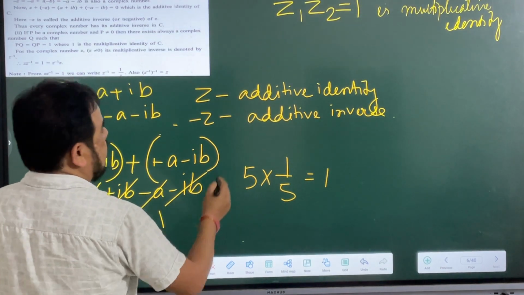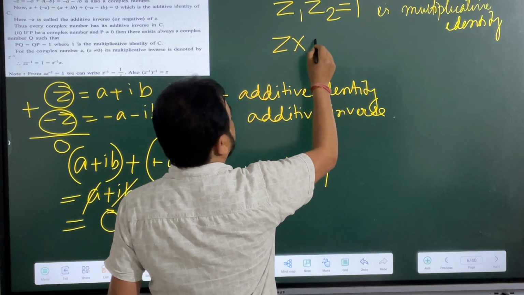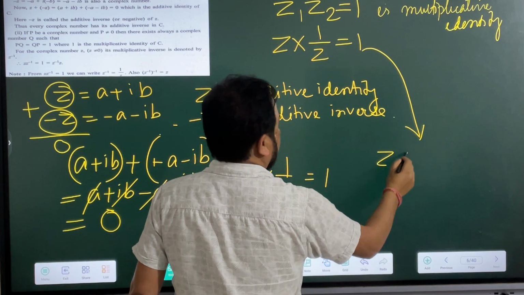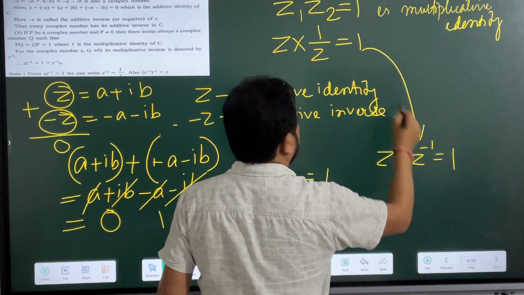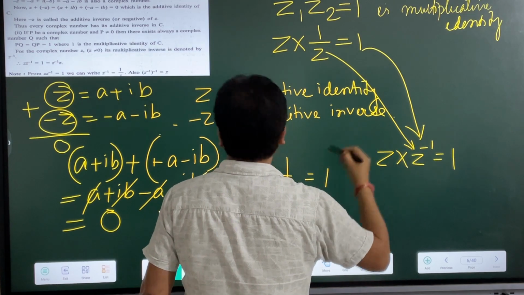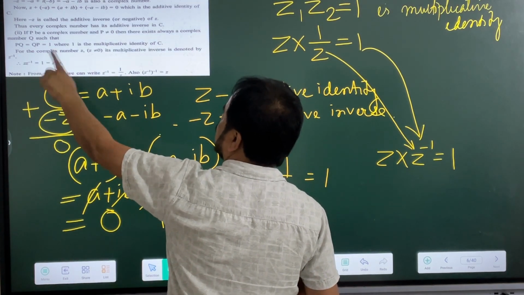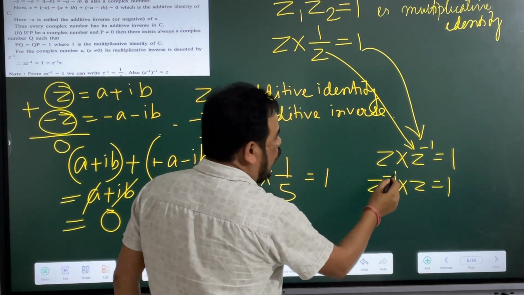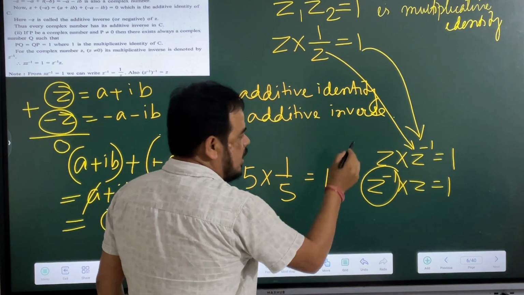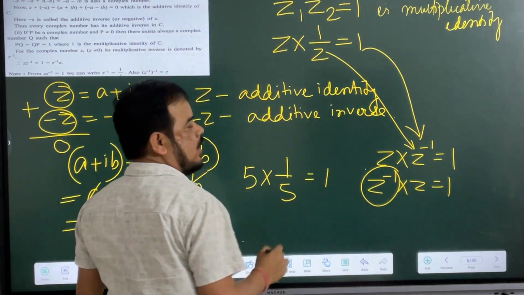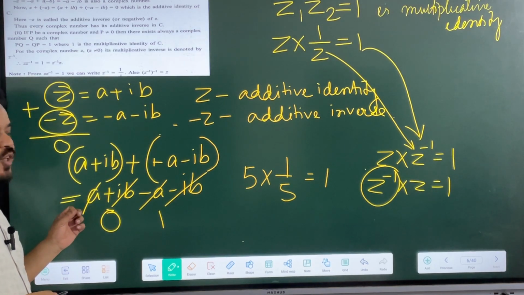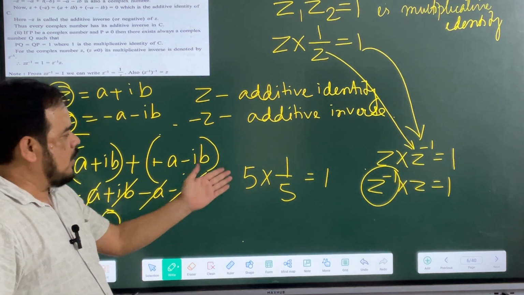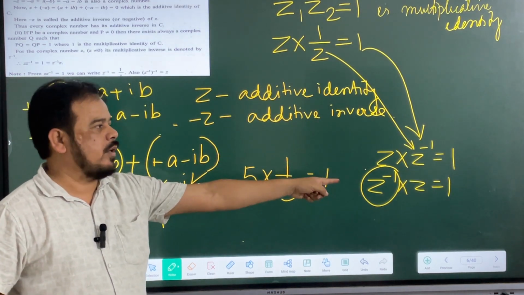So same thing here. If z into 1 by z equals 1, this can be written this way: z into z inverse equals 1. In place of 1 by z, we can write z inverse. Z into z inverse equals 1, or z inverse into z equals 1. So you don't have to worry about z inverse. It is called z inverse, which is very easy. It is 1 by z only. Z inverse I already explained in the previous video. Z inverse means 1 by z. So there is nothing to worry about. If you understand this one, you can understand this one.